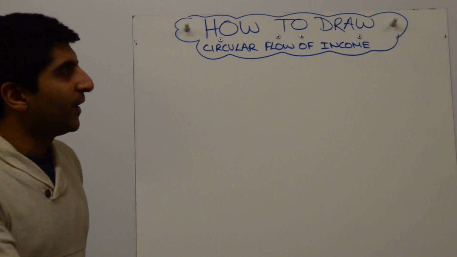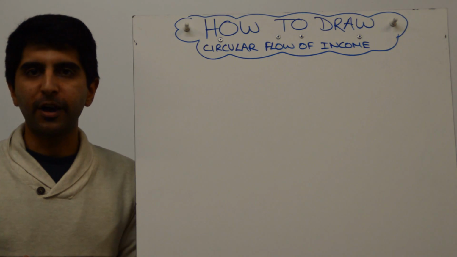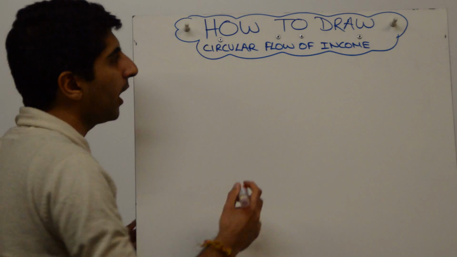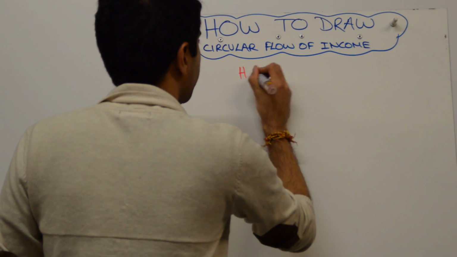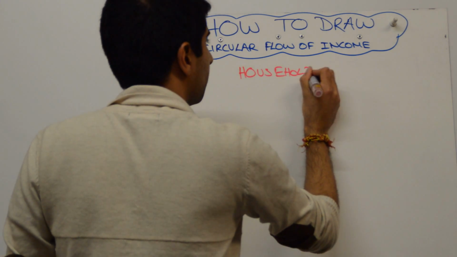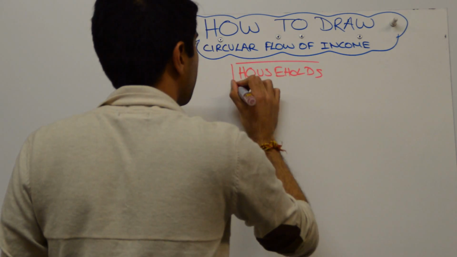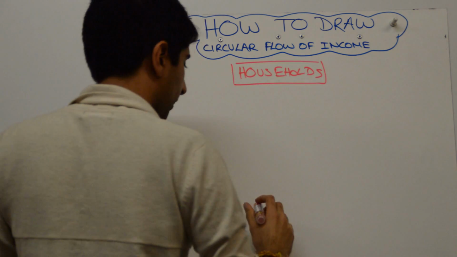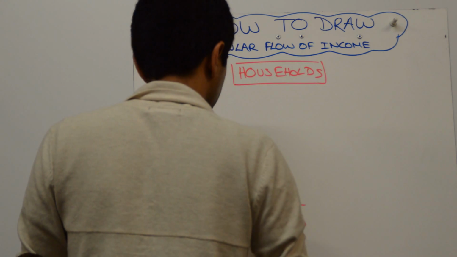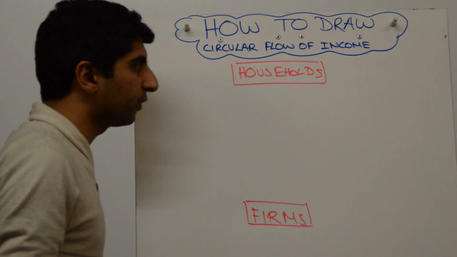Hi everybody! So you want to draw this circular flow of income diagram in minute detail. How do you go about constructing it? Well, you start by putting households at the top of your diagram. And then down below you want to show firms. So two sectors to start with, households and firms.